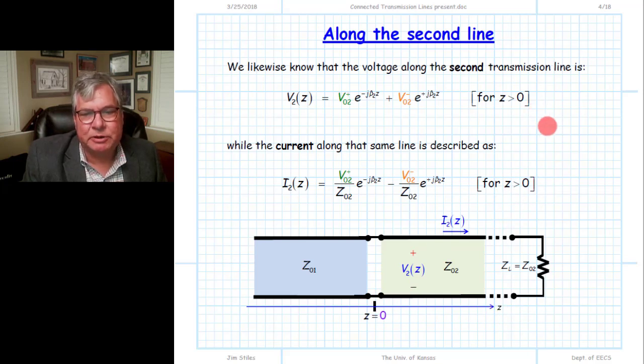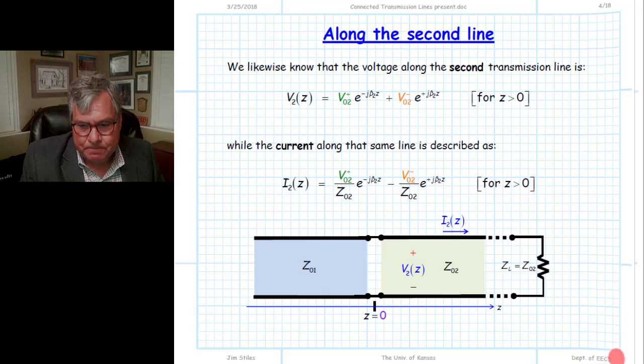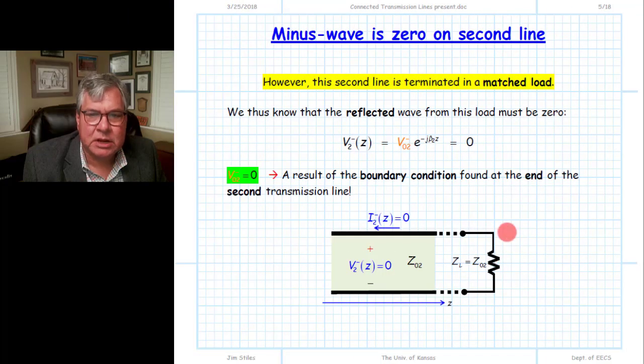And so what's the difference between this and what we did before? Well, again, it's this addition of a matched load at the end of this transmission line. Let's see how that affects these general solutions. Since the load terminating the second transmission line is numerically equal to its characteristic impedance, we know that's a special case wherein there is no reflected wave. In this case, the minus wave is equal to 0.